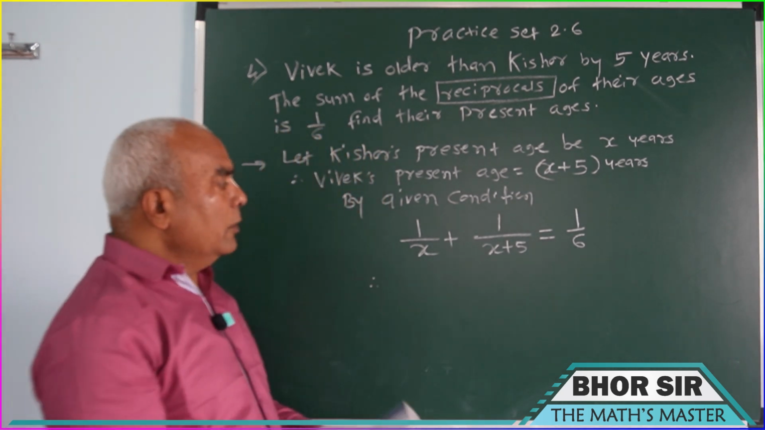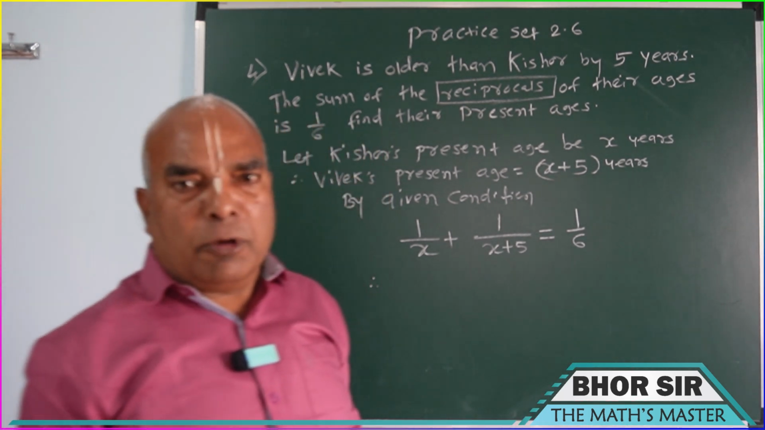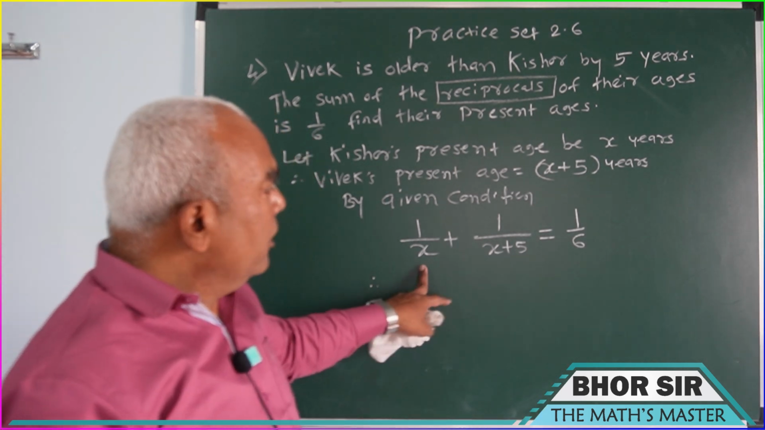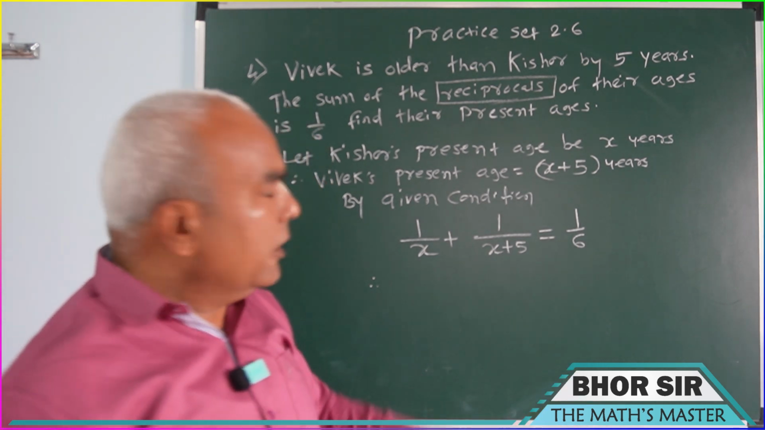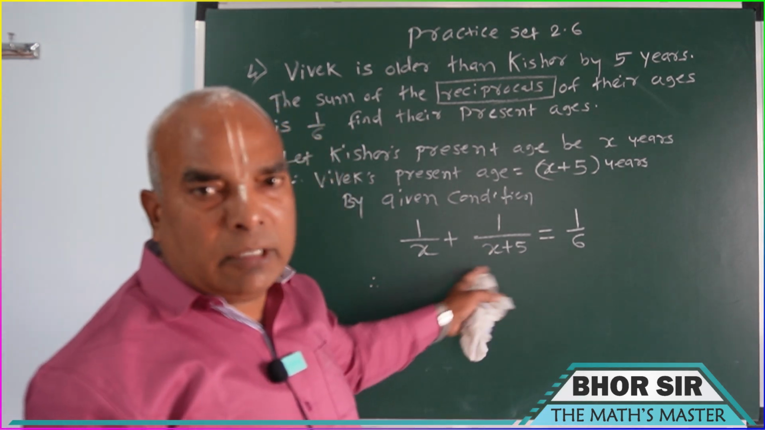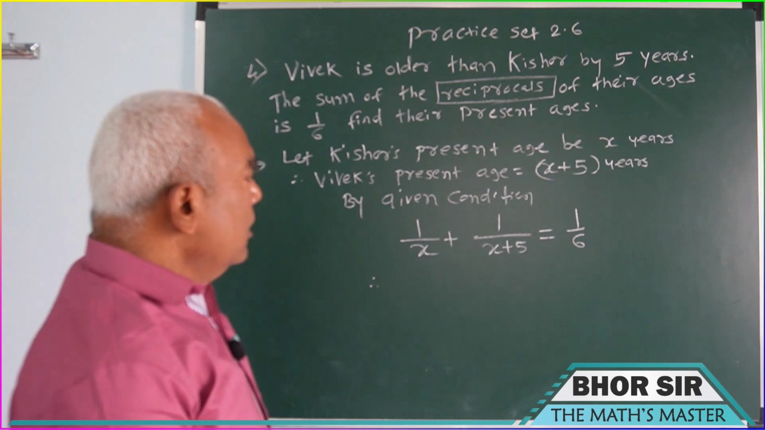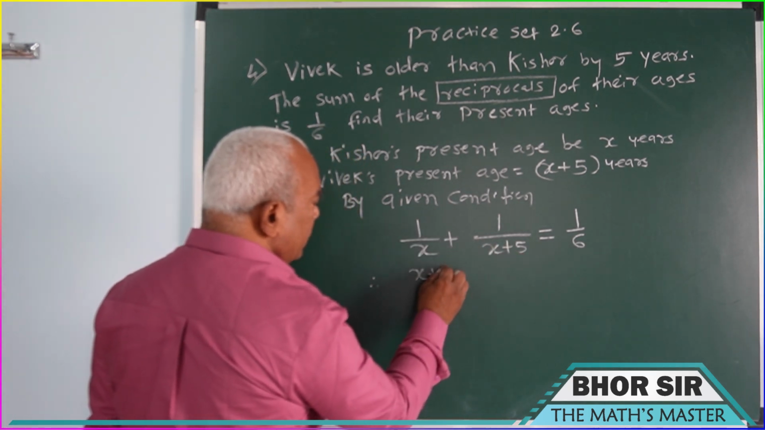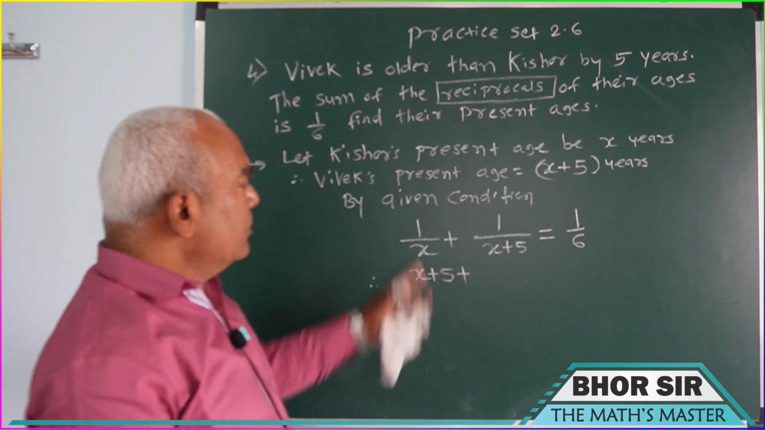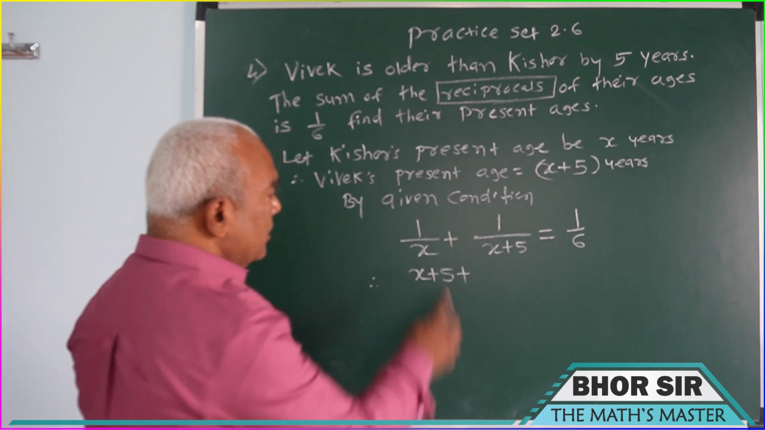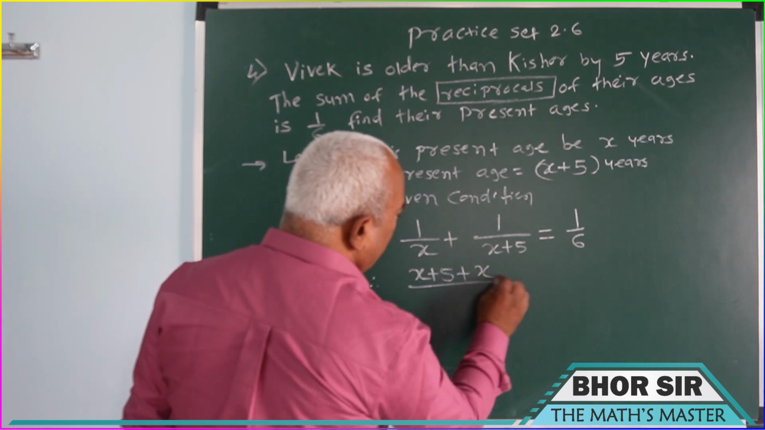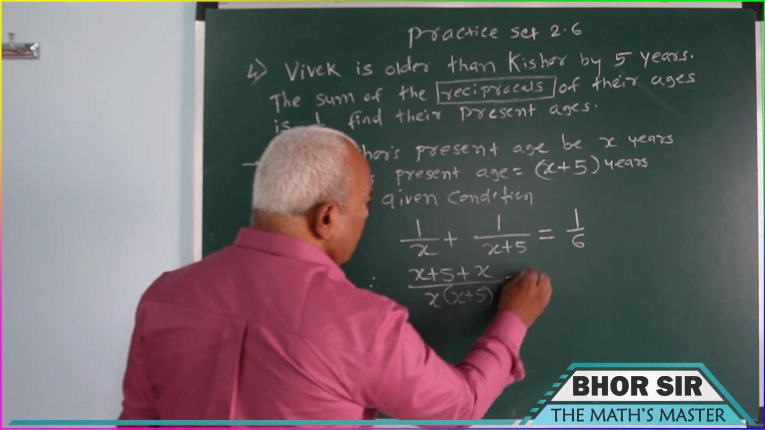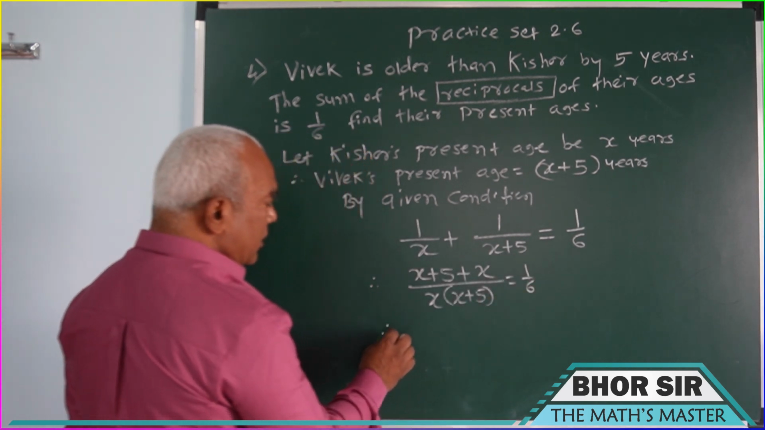Now simplify this equation and first make it in standard form. We have to convert this equation into standard form. Though it does not look like a quadratic equation, it is a quadratic equation because x is in the denominator on the reciprocal side. See, x plus 5 ones are x plus 5, plus x ones are x, upon the multiplication x in bracket x plus 5, is equal to 1 upon 6. See carefully.